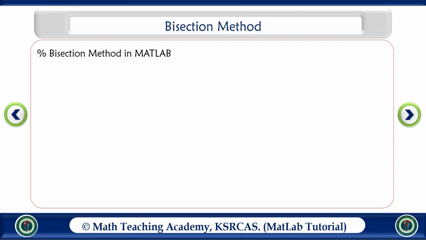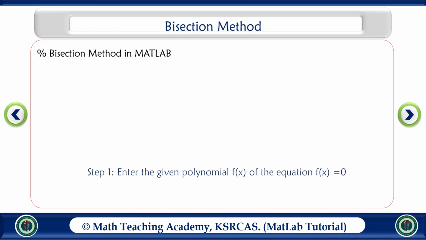Now we are going to write the code of the bisection method. The first line of the code is percentage bisection method in MATLAB. So this is the comment line. Here the percentage symbol denotes that the line is a comment line. It helps the user to know what this program will do.